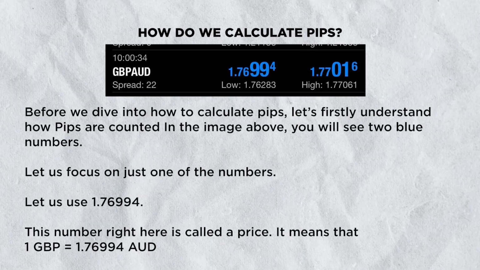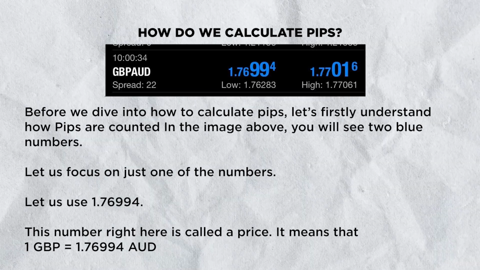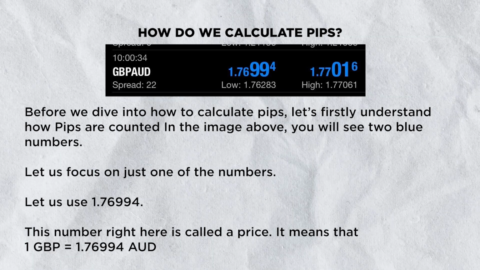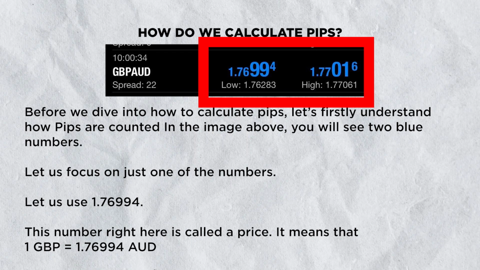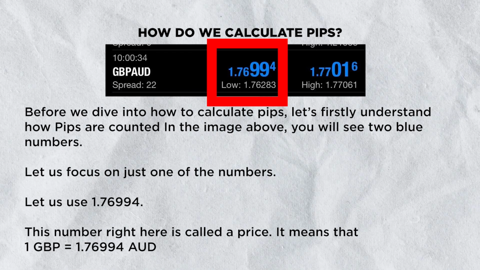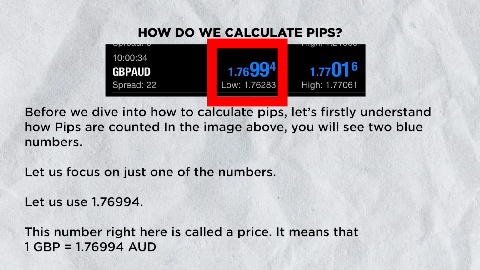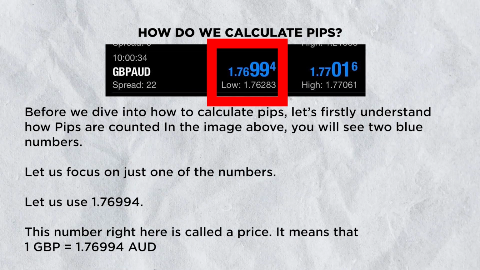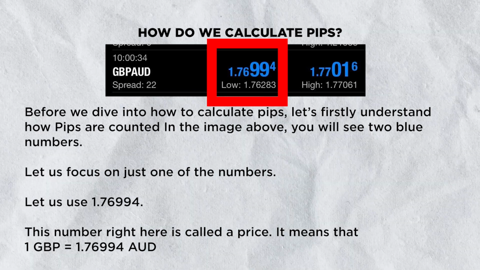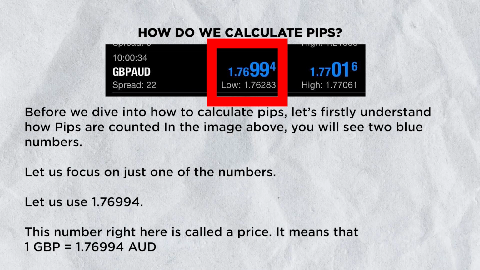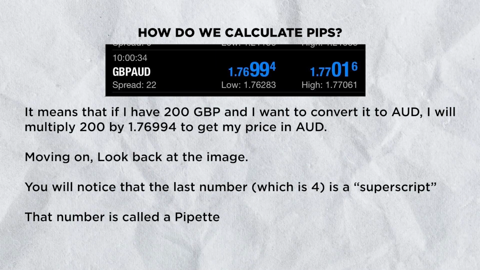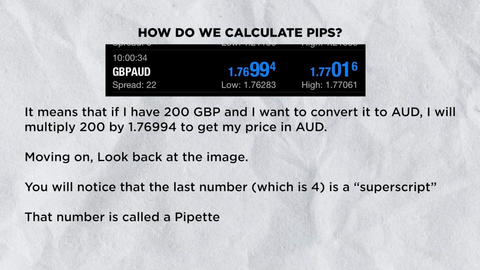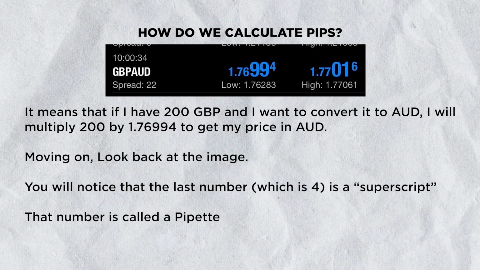How do we calculate pips? Before we dive into how to calculate pips, let's firstly understand how pips are counted. In the image above, you will see two blue numbers. Let us focus on just one of the numbers. Let us use 1.76994. This number right here is called a price. It means that 1 GBP equals 1.76994 AUD. It means that if I have 200 GBP and I want to convert it to AUD, I will multiply 200 by 1.76994 to get my price in AUD.